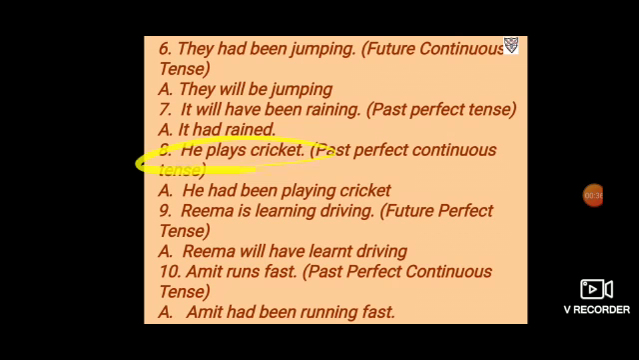Number 8, he plays cricket. So this plays is the verb in simple present tense. This you have to change to past perfect continuous. So past perfect is had been and ing for continuous. So it is he had been playing cricket. Number 9, Rima is learning driving. So here the verb is learning, that is present continuous. This you have to change to the future perfect continuous. So we'll be using will have learnt, or shall have learnt. But because it is Rima, third person pronoun, we'll be using will. So it is Rima will have learnt driving.